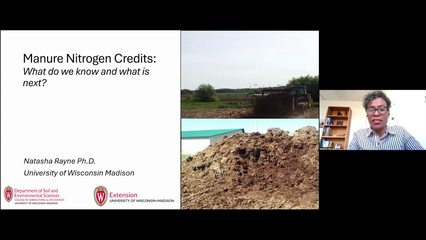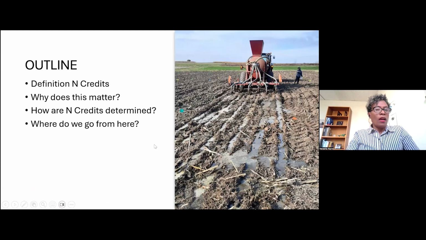Manure nitrogen credits, right? What do we know, and what is next? Okay, so the way I want to get started is give a brief definition of nitrogen credits, but I want to be quick with getting to why does this matter? Why do we need to have a discussion on nitrogen credits, right? Specifically looking at how nitrogen credits are determined, right? So quickly telling you why we're doing this, and then finally, where do we go from here?